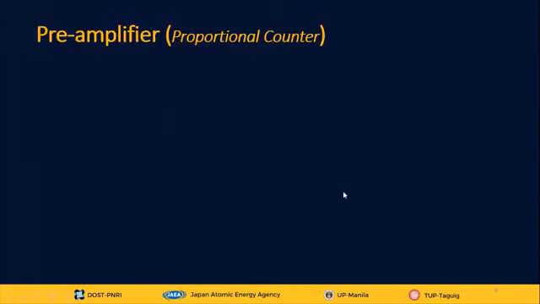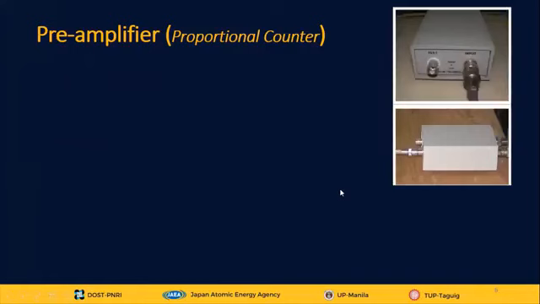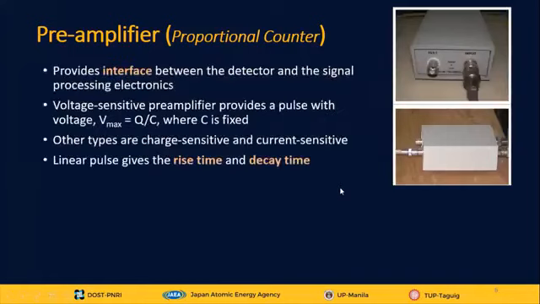So next we have the preamplifier, particularly for a proportional counter. The purpose of the preamplifier is to provide an interface between the detector and the signal processing electronics. There are two types of preamplifiers. Some are voltage sensitive, some are current sensitive. A voltage sensitive preamplifier provides a pulse with voltage V max equal to Q over C, where Q is the charge collected and C is the capacitance of our preamplifier.